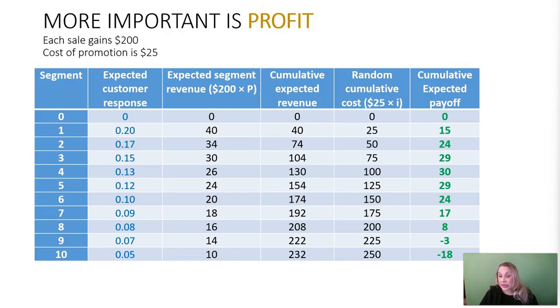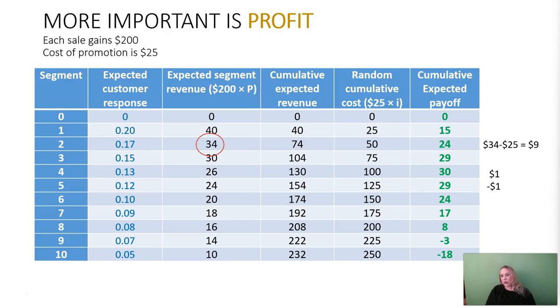Remember, we're always going to select our segments with larger response rates first. And then we'll plot the cumulative profit, and we'll look at that on the next slide. So our second most responsive segment would also be profitable, because if we do 200 times our expected customer response rate of 0.17, we get $34, and then we have $25 per mailing to get a profit for this individual segment of $9. So then we get a cumulative expected payoff of 15 plus 9 to get our $24.